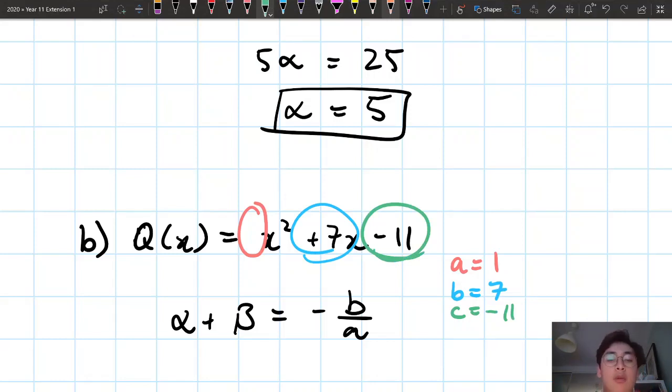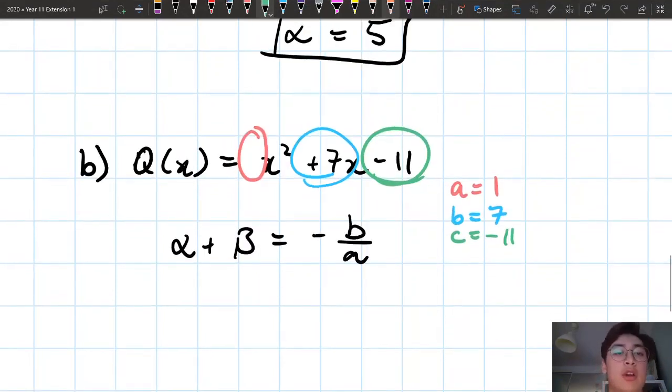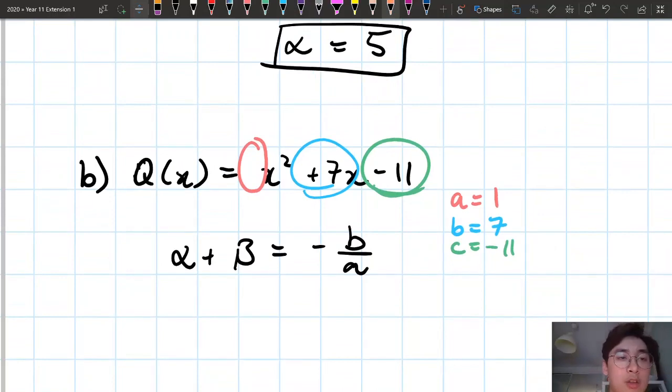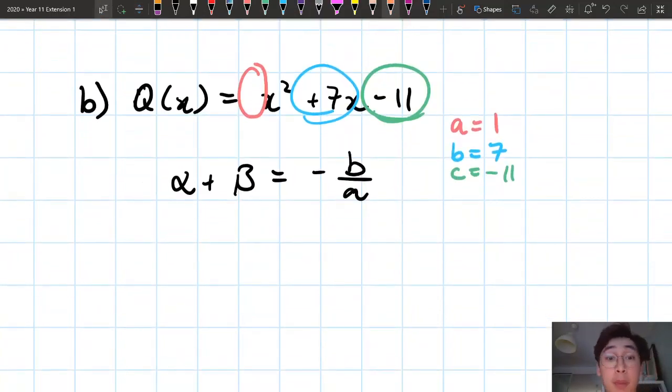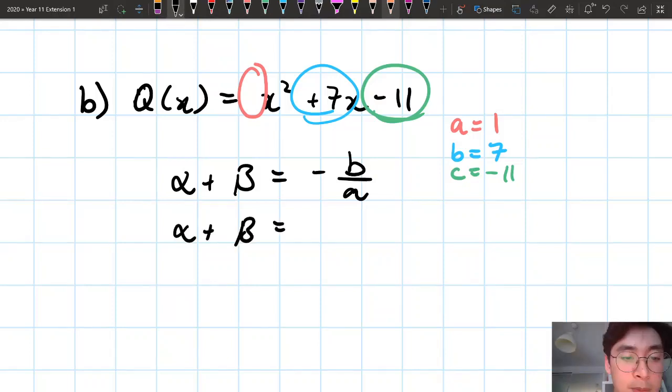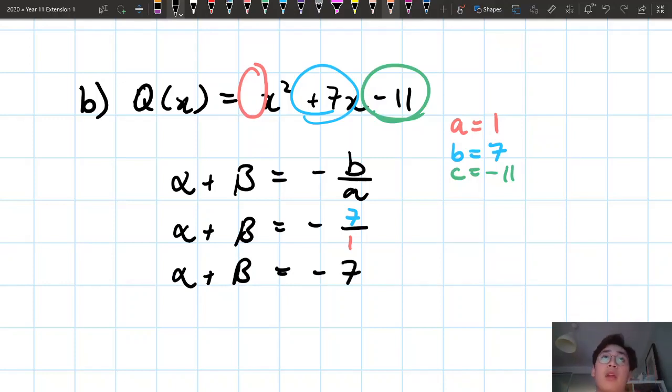Okay, so when I'm trying to find the sum of roots, what I'm going to do is sub in B and A. So here, alpha plus beta is going to equal negative B over A: B is 7, A is 1. So alpha plus beta is equal to negative 7 over 1, which is equal to negative 7.